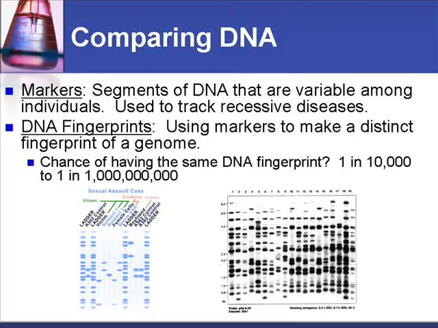One of the applications of biotechnology is comparing DNA, whether it be comparing DNA of individuals within the same species or comparing different species. When you compare DNA, you're looking for markers. Markers are segments of DNA that are variable among individuals, and they're used to track recessive diseases. Also, you can look at DNA fingerprints, using the markers to make a distinct fingerprint of the genome.